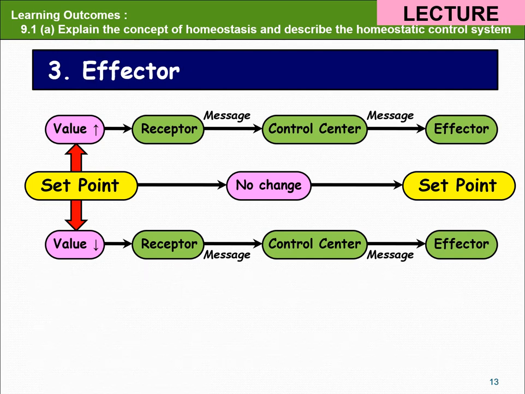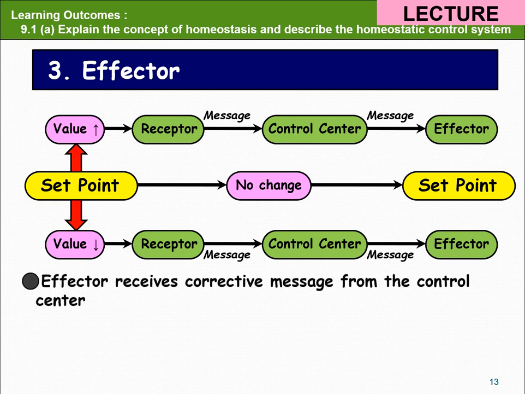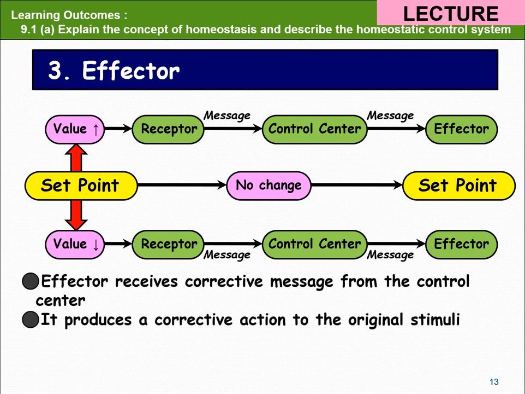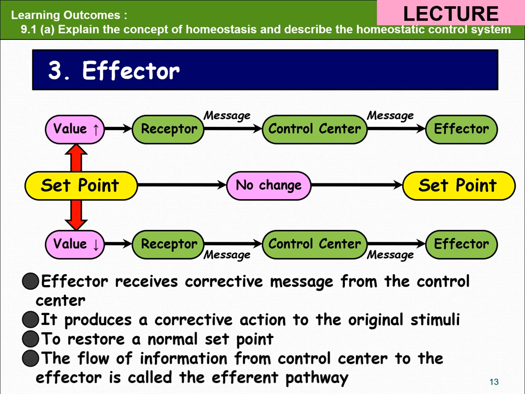The third one is the effector. Effector is any organ or tissue that receives information from the control center and acts to bring about the changes needed to maintain homeostasis. So, corrective actions are conducted by the effector in order to restore the changes to the normal set point. The flow of information from control center to effector is known as the efferent pathway.